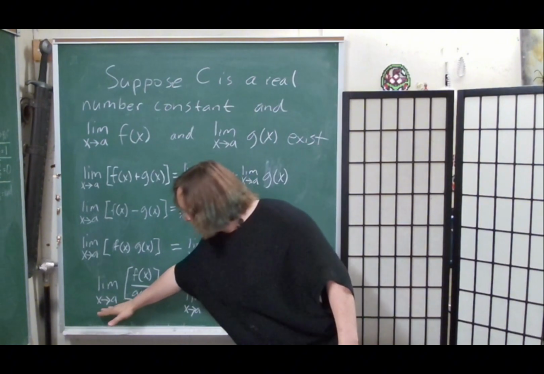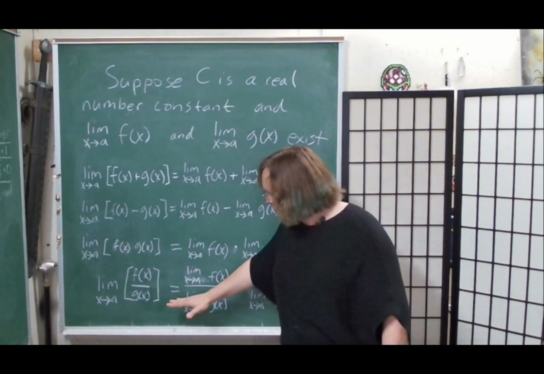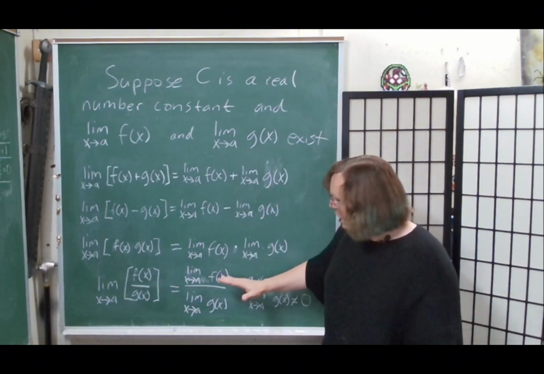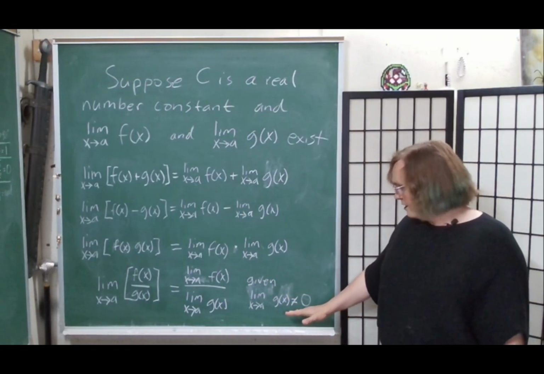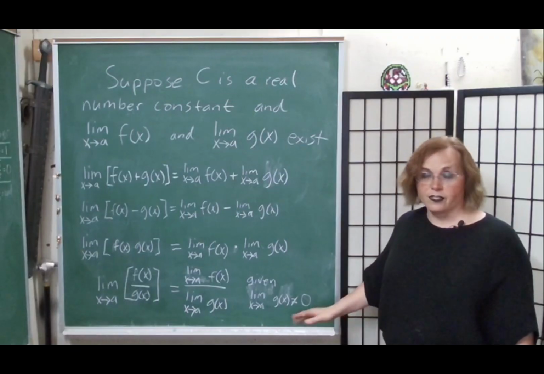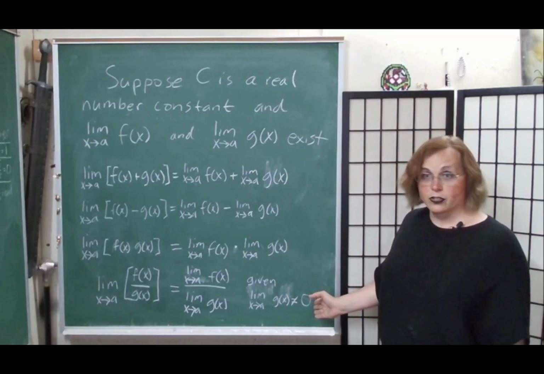And then the limit of the quotient of the functions is equal to the quotient of the limits of the functions, given that the denominator is not equal to 0. And that would be our quotient law.